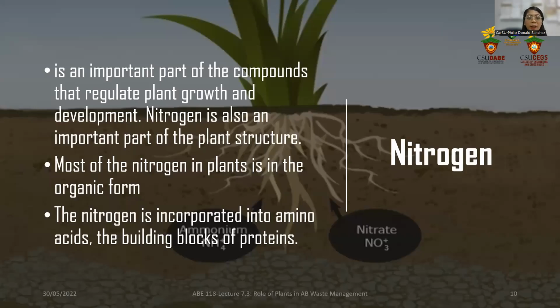So we have nitrogen. Nitrogen is an important part of the compounds that regulate plant growth and development. Nitrogen is also an important part of the plant structure. Most of the nitrogen in plants is in the organic form. The nitrogen is incorporated into amino acids, the building blocks of protein. Even though nitrogen is abundant, it is still the nutrient most frequently limiting crop production. Plants cannot easily get nitrogen.